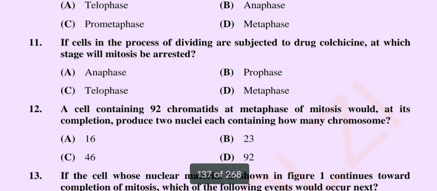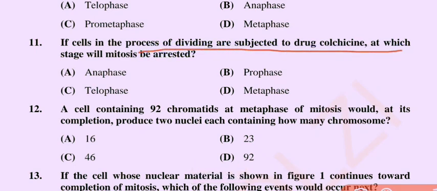Question number 11. If cells in the process of dividing are subjected to the drug colchicine, at which stage will mitosis be arrested? Option A anaphase, option B prophase, option C telophase, option D metaphase. So the correct option is option B, prophase.